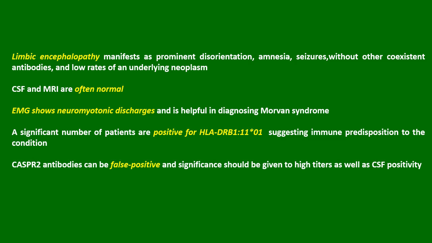EMG shows neuromyotonic discharges and is helpful in diagnosing Morvan syndrome. A significant number of patients are positive for HLA-DRB1, suggesting immune predisposition to the condition. Caspr2 antibodies can be false positive, and significance should be given to high titers as well as CSF positivity.